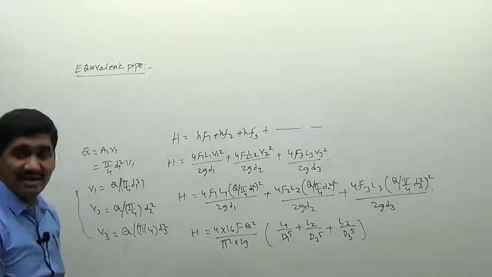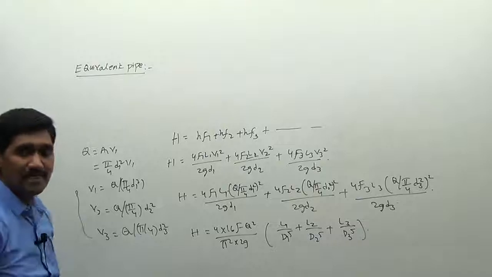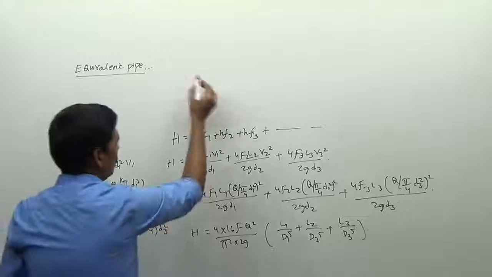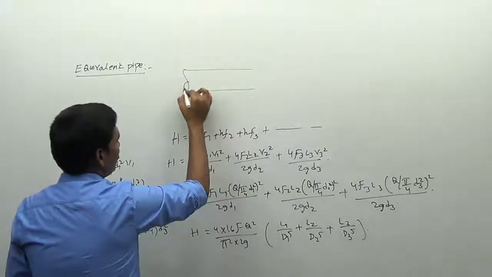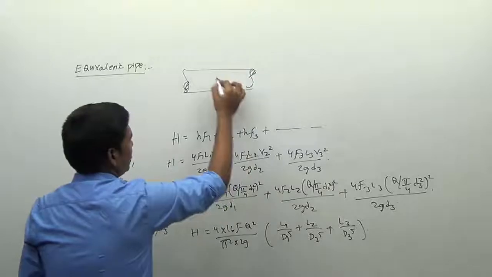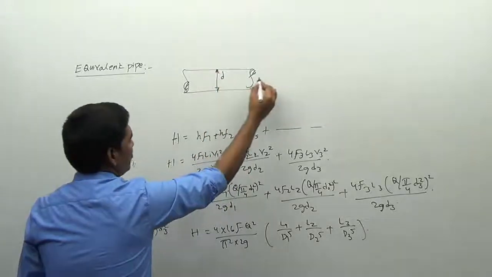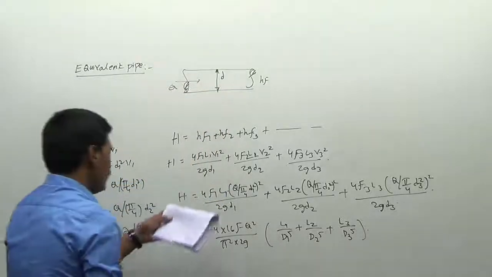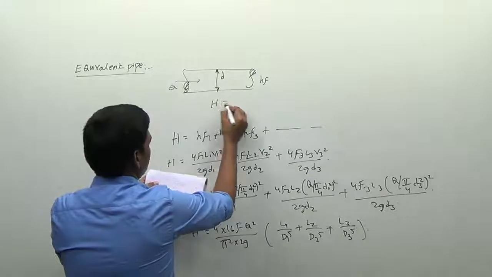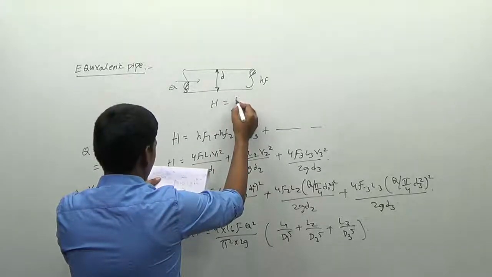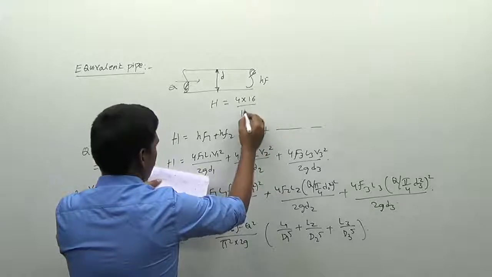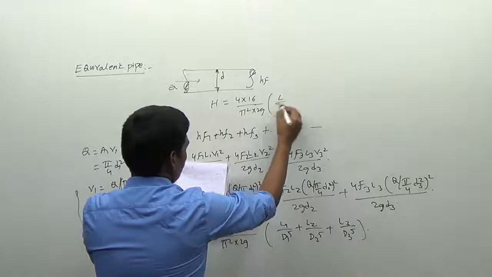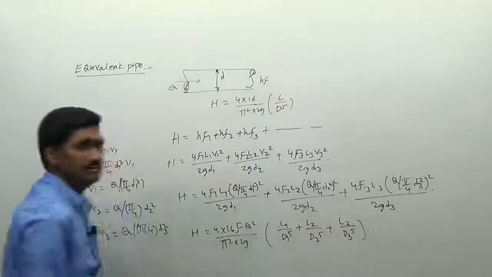Now let us write the relationship for the equivalent pipe. Take a pipe which has the same diameter throughout the section, having a head loss of HL and a discharge of Q. For that pipe, we can write H = 4 × 16 / π² × 2g × L/D⁵.